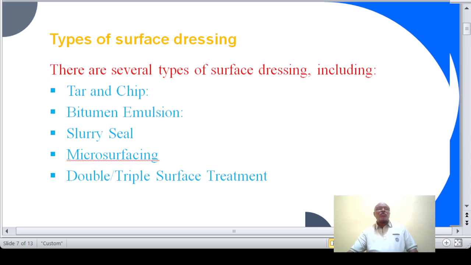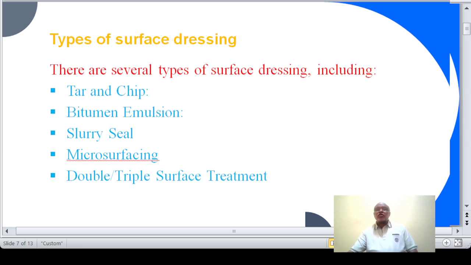The second one is bitumen emulsion. Bitumen emulsion is a mixture of bitumen and water that is used to bond together aggregate materials on the road surface. This type of surface dressing is often used for sealing and waterproofing roads.